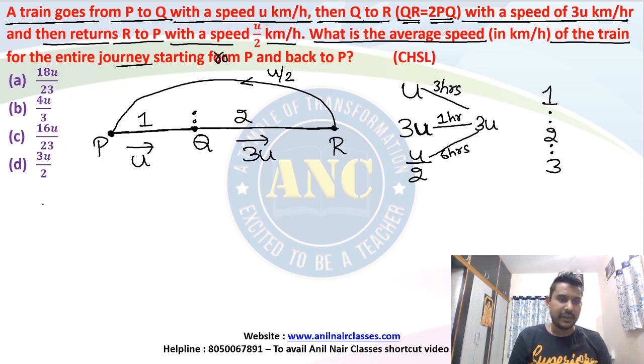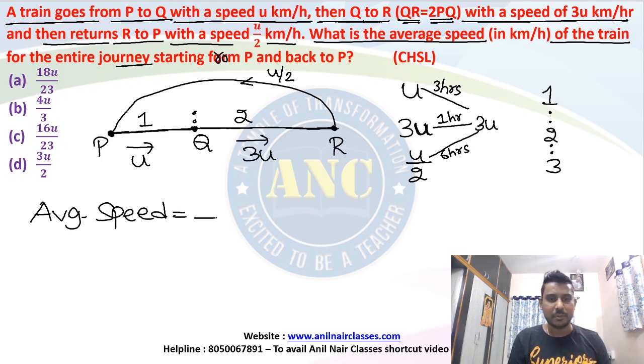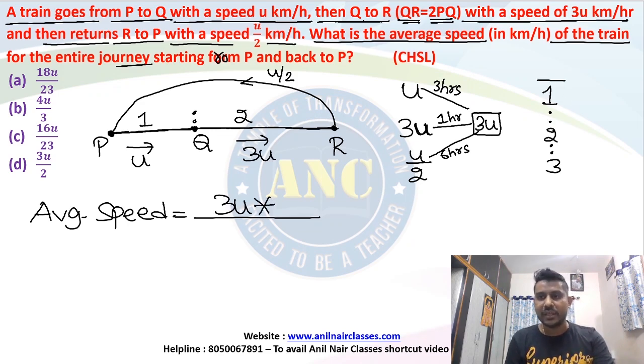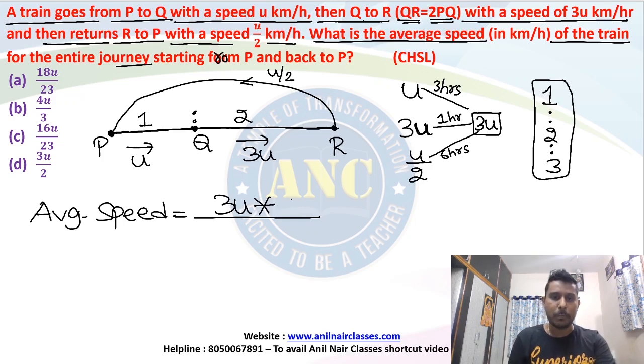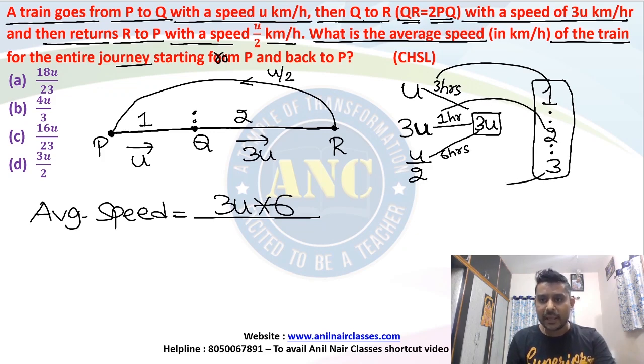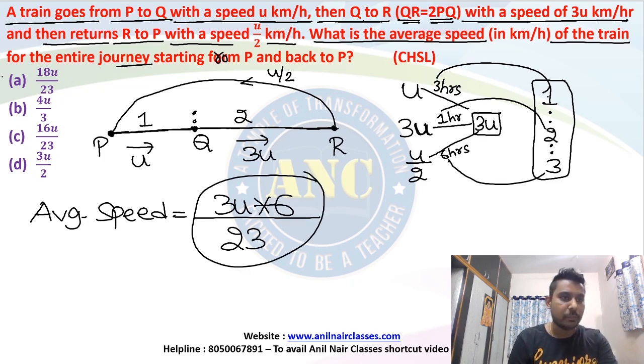Now, average speed. It's so simple because everything is written diagrammatically. Average speed is total distance, which is the assumed distance LCM 3u multiplied by the sum of the distance ratio 1 plus 2 plus 3, which is 6. Total time is 1 into 3 plus 2 into 1 plus 3 into 6: 18 plus 2 is 20, 20 plus 3 is 23. So 18u divided by 23 kilometers per hour should be the answer, which is option A. I hope you are super clear with all the problems we have discussed till now.